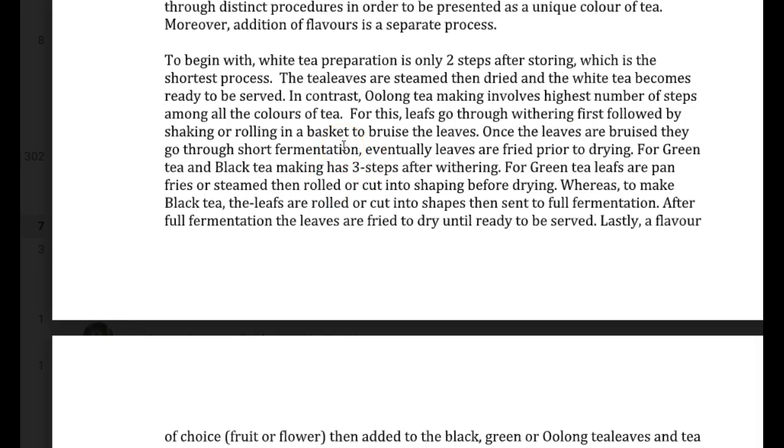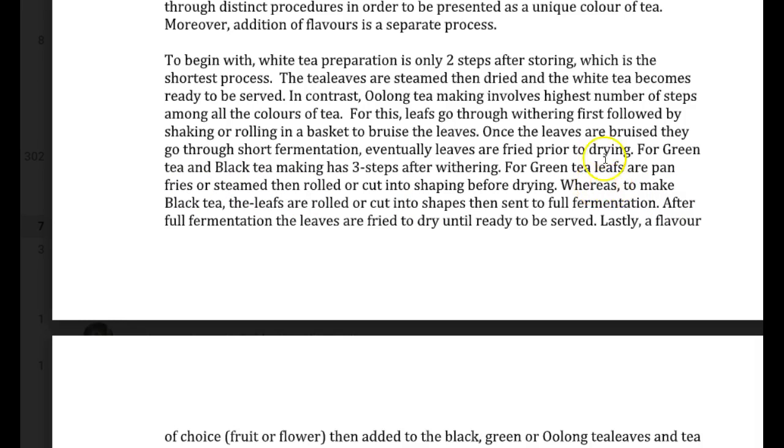For green tea and black tea making, there are, or you could have gotten rid of the 4 and just said green tea and black tea making has 3 steps. That would have been okay. So then it's the 4 that's a problem. For green tea leaves, no, I think it's the 4. Get rid of it. Green tea leaves are pan-fried or steamed, and then rolled or cut into shaping before drying.